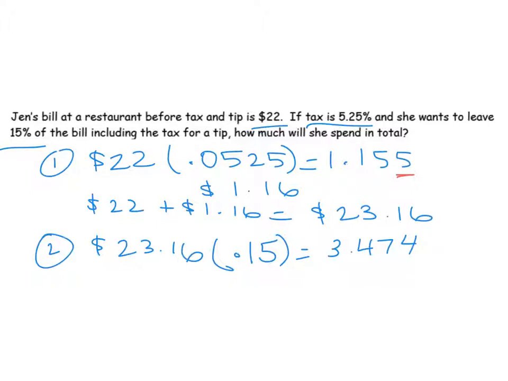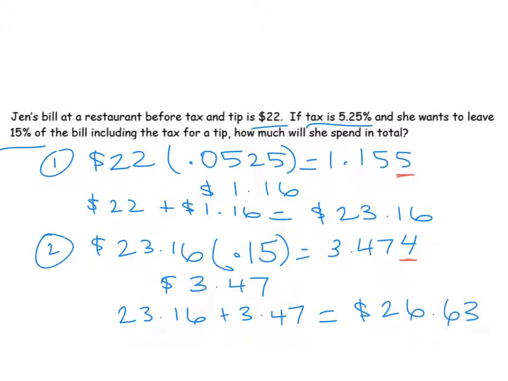3.474. All right, we're going to round this. So the 4 tells me to keep the 7 the same, so I'm not going to round up here. So that's going to give us $3.47 for the tip. All right, tip also means that I'm increasing, so now I need to add the $3.47 to the $23.16. And that is going to give us $26.63 total.